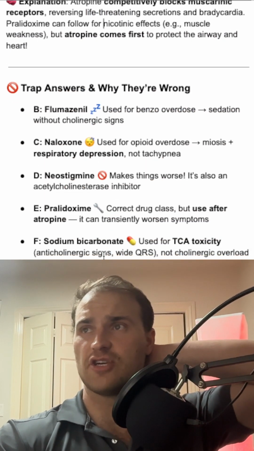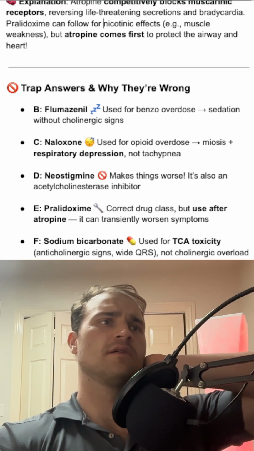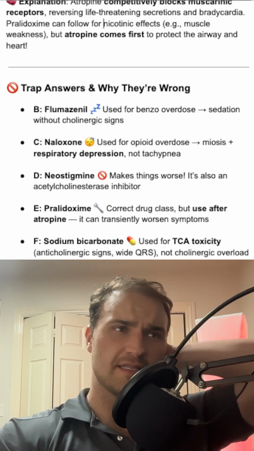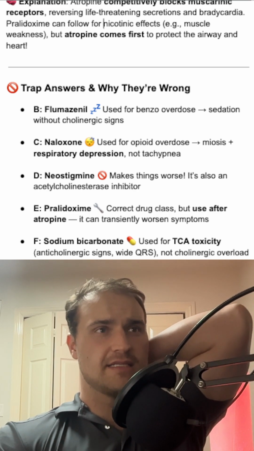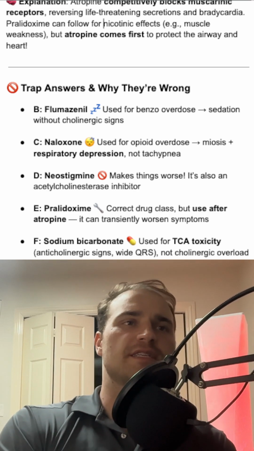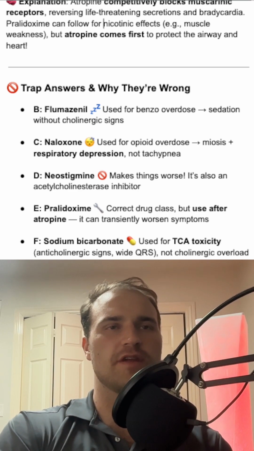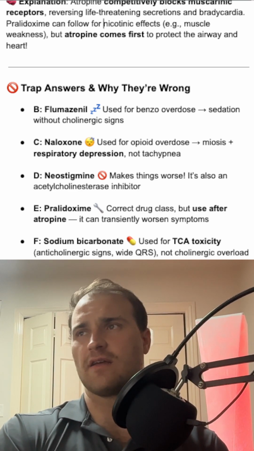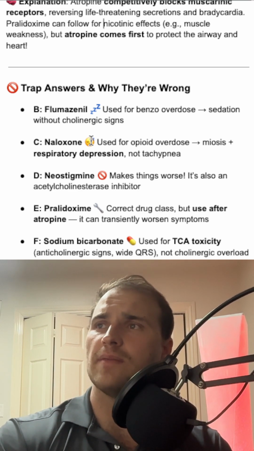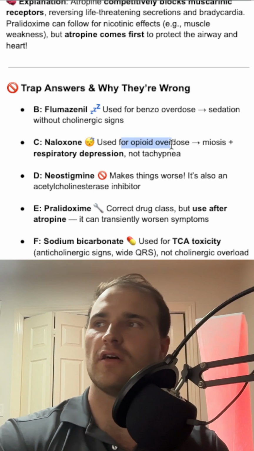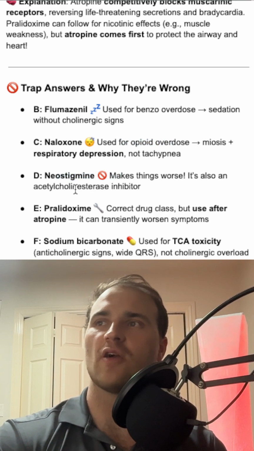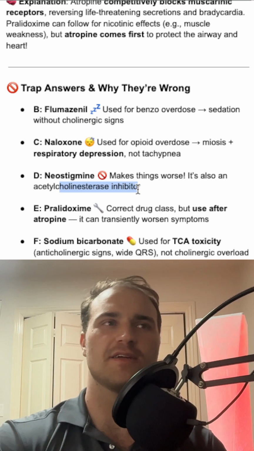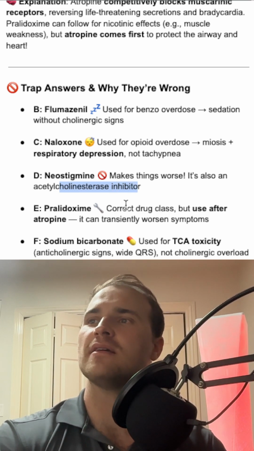Let's talk about the trap answers here. Okay, so flumazenil, that's a GABA-A antagonist, and so that one is going to treat your benzodiazepine overdose, and it's not used for any cholinergic symptoms. Naloxone is used for opioid overdose, and neostigmine, that would make things worse. That is a cholinesterase inhibitor as well, so you're just going to extra poison them.